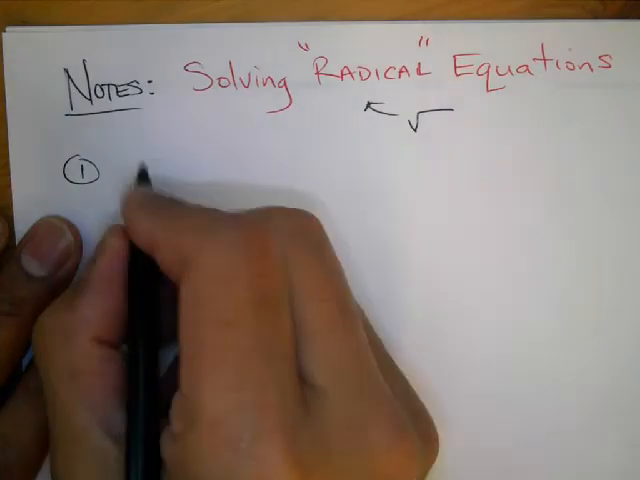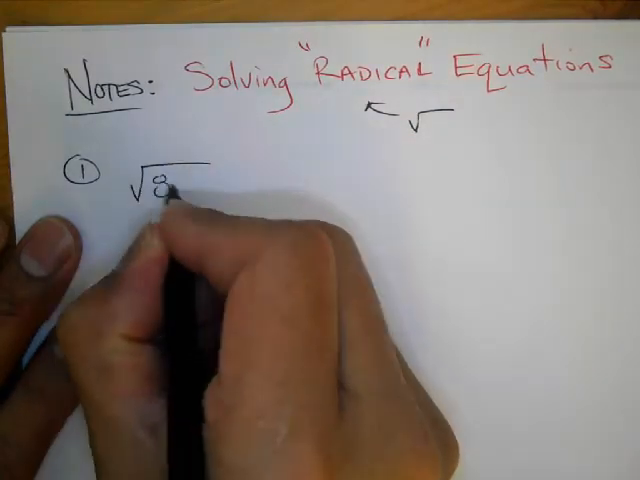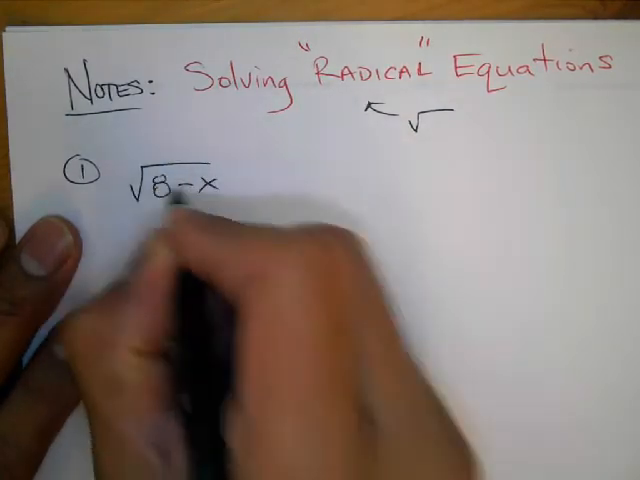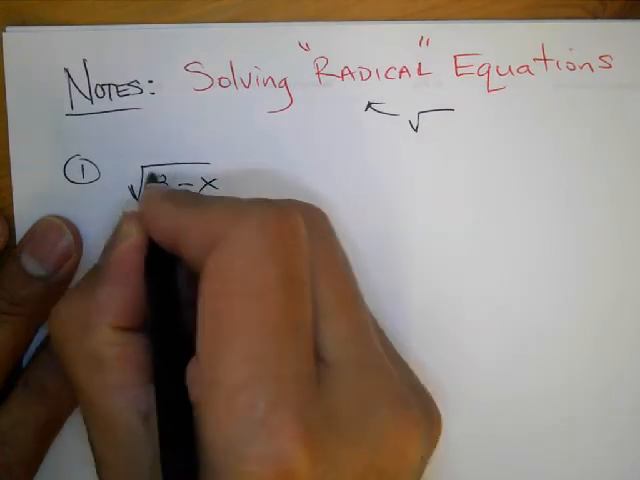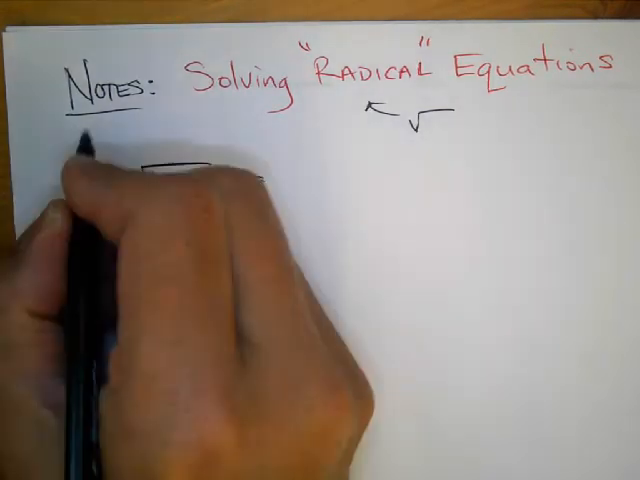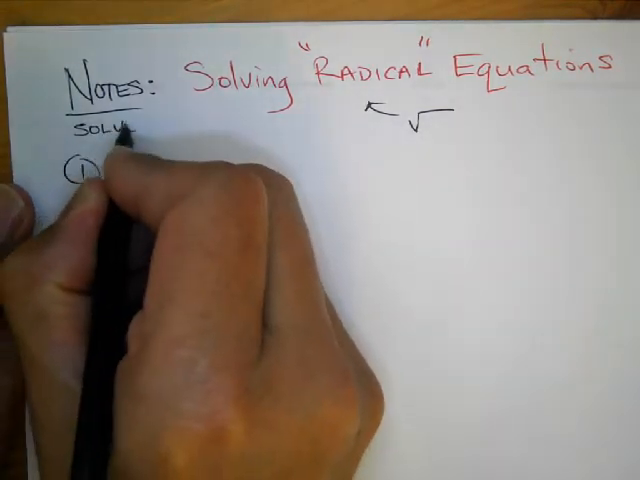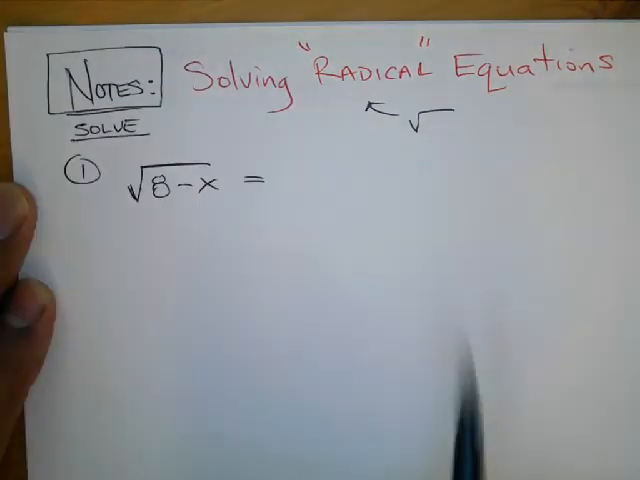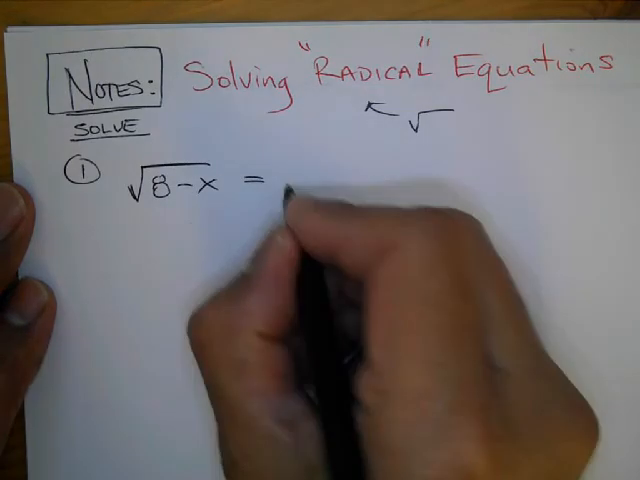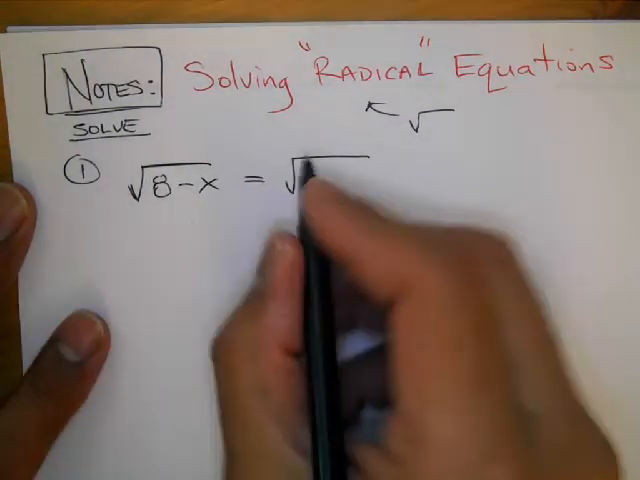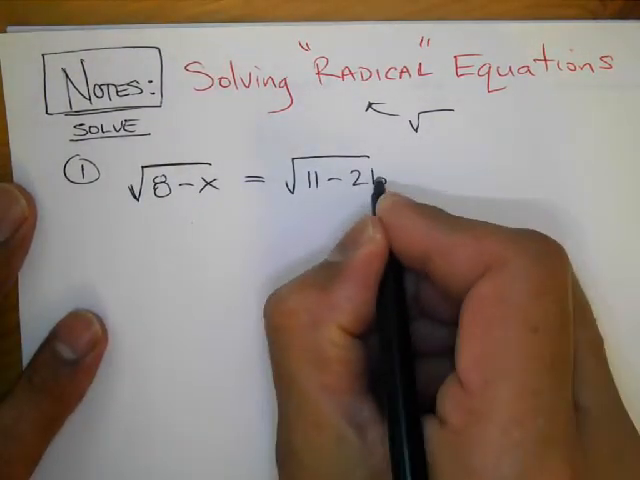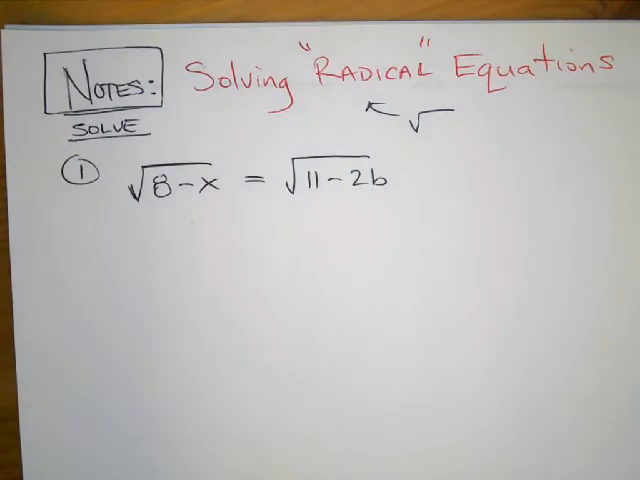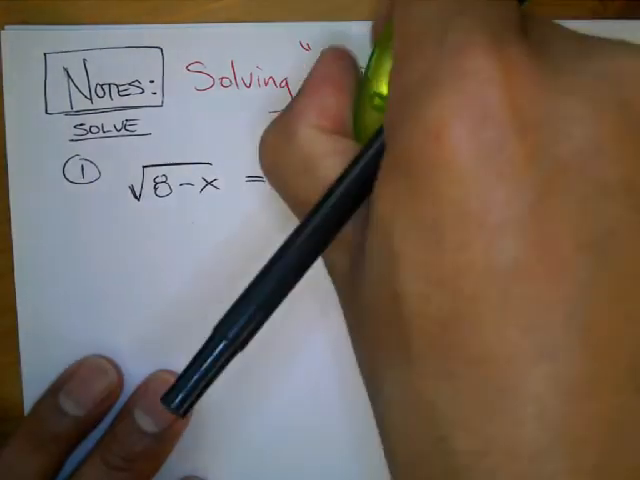Let's start with the very first one here. It's going to say solve: the square root of 8 minus x is equal to the square root of 11 minus 2x.